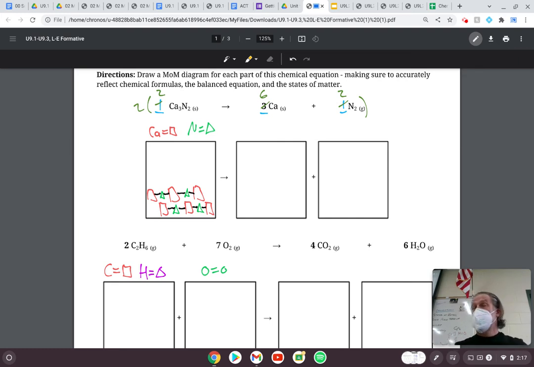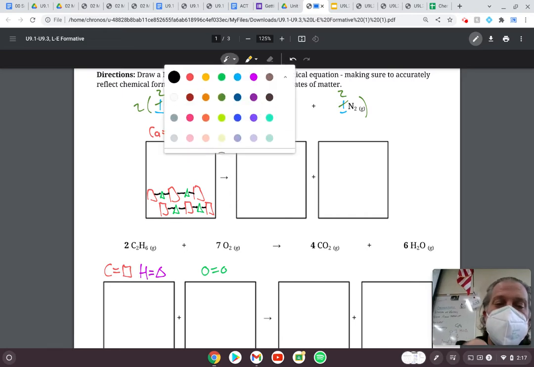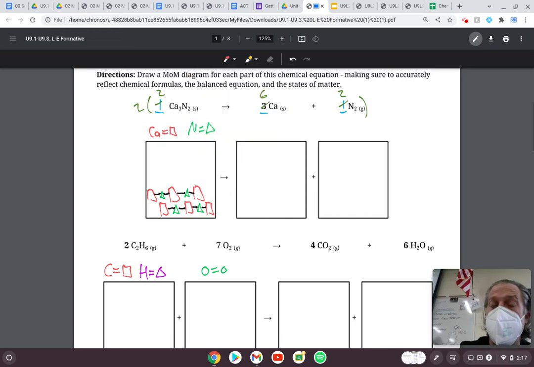Solid, touching, ideally, and then organized, right? And then I'm going to draw on the product side, I'm going to draw my calciums, and this time I'm going to draw 6 of them. So 1, 2, 3, 4, 5, 6. So there's my calciums. And then lastly, I'm going to draw my nitrogens.